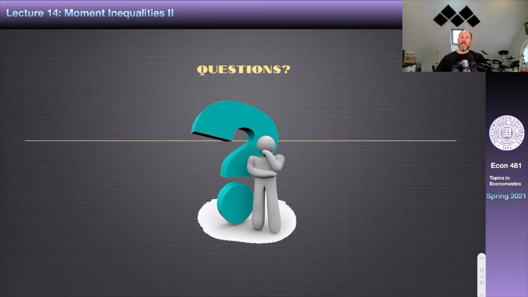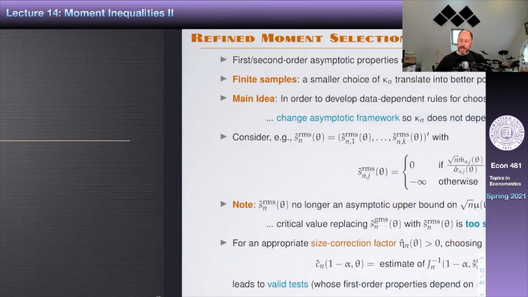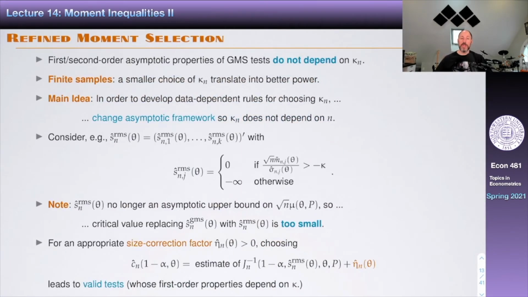All right, but there's still something that is unpleasant here, which is we don't know how to choose Kappa. First and second order asymptotic properties of the GMS test do not depend on Kappa. And in finite samples, smaller choices of Kappa typically get better power. So it's not as sensitive to Kappa, but if you keep decreasing Kappa, you start to reject more. So the main idea proposed later in the paper, in order to develop data-dependent rules for choosing Kappa, was that you need to change the asymptotic framework so that Kappa does not change with n.